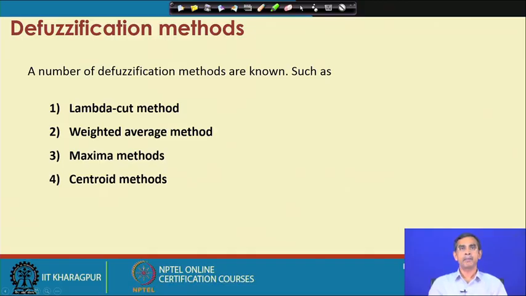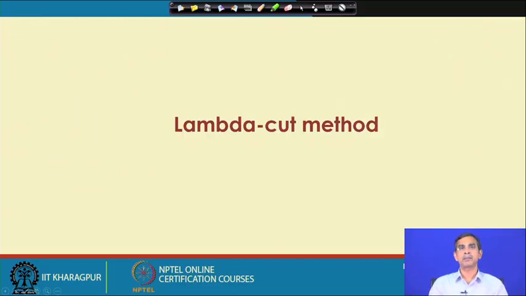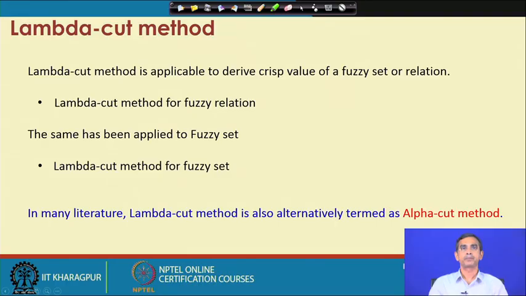Now, these are the different methods, the ways a fuzzy value can be converted to its corresponding crisp value. Different methods have their own merits as well as their own limitations. We will learn about it whenever we discuss the different methods one by one. Now, first we will discuss the Lambda-cut method.